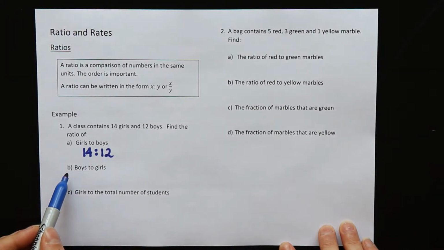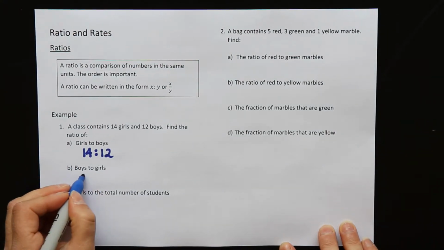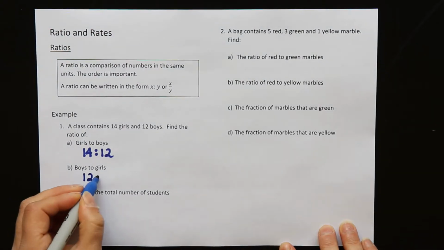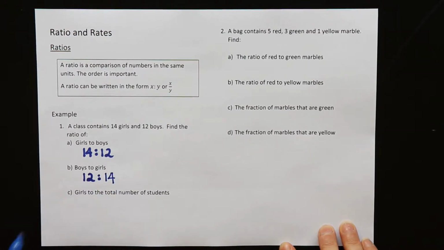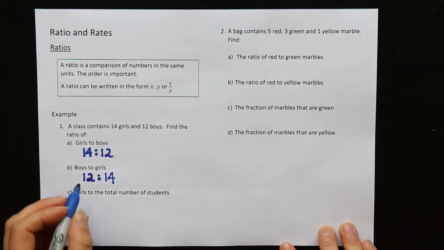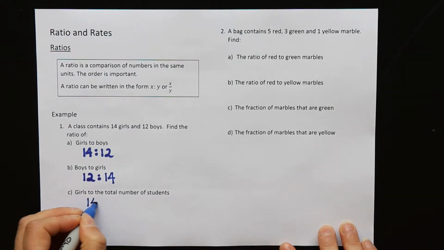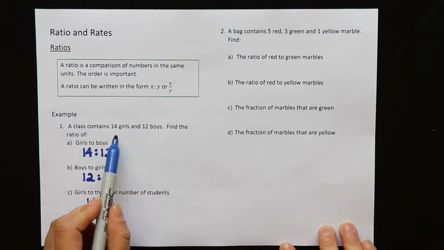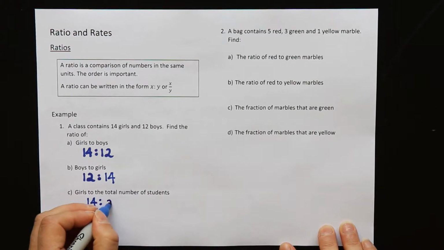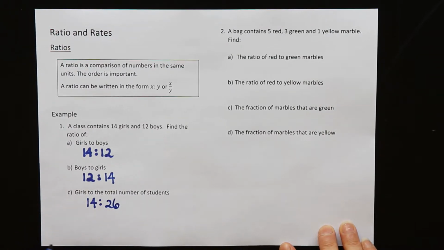Okay, B, we want the ratio of boys to girls. This time the boys is first, so we have to switch it to have the 12 first, to the girls, which is 14. And in C, we want the ratio of girls to the total number of students. So girls is first, there's 14 girls, to the total number of students. We need to add together the girls and the boys, which would be a total of 26. So 14 to 26.